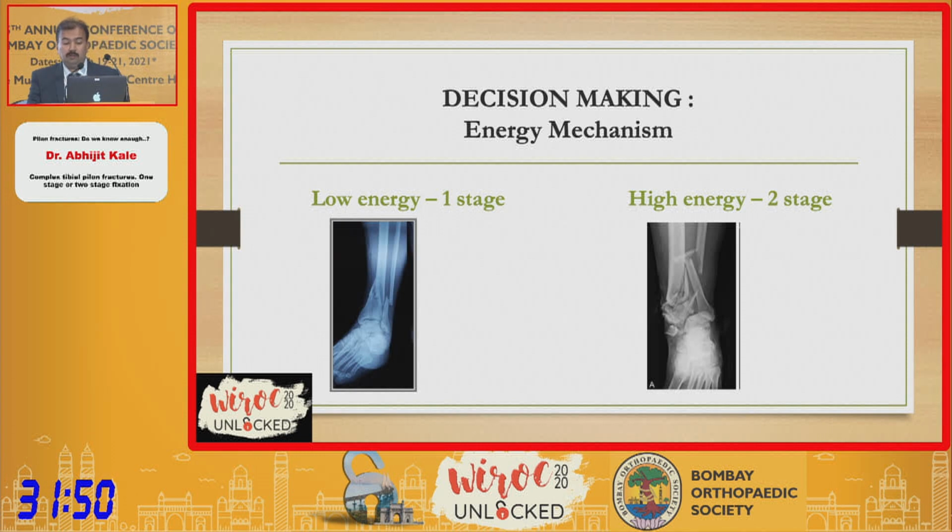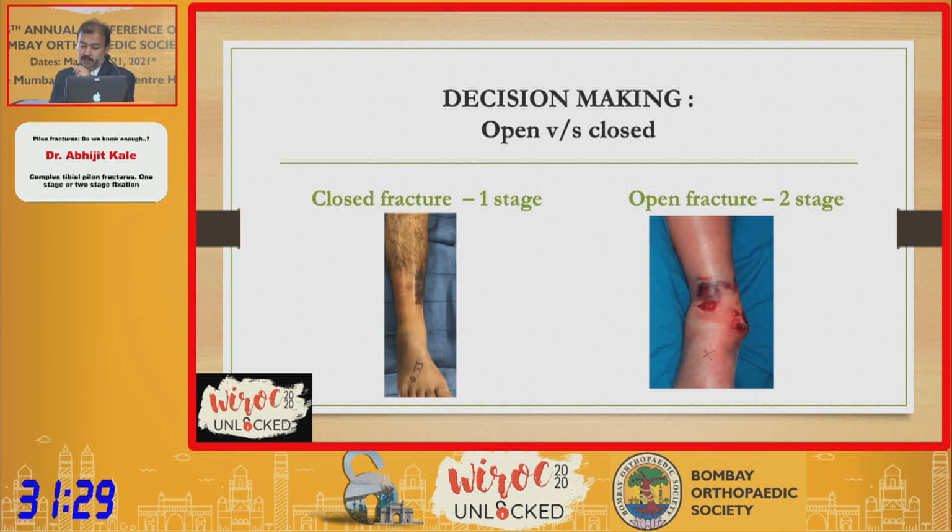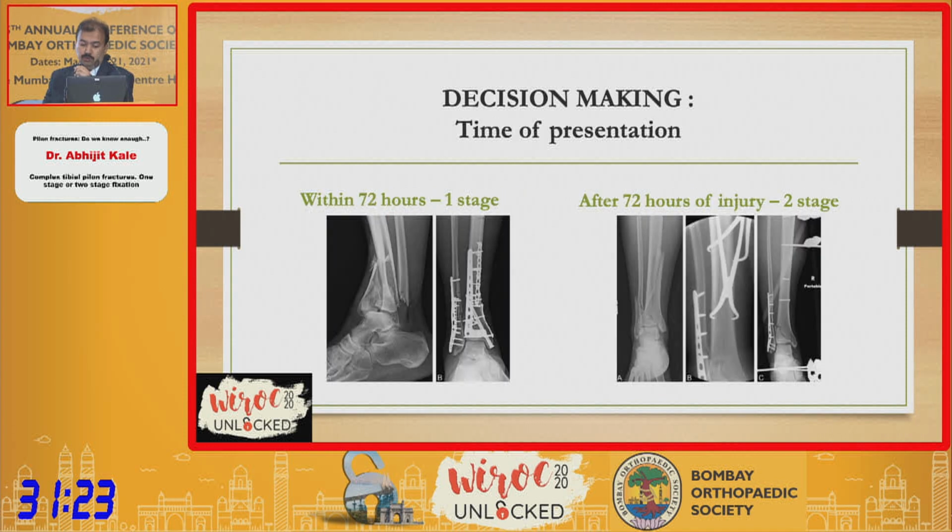So what are the factors which decide when to go for a single stage and when to go for a two-stage? Basically, if it's a low-energy injury with a lesser degree of comminution, away from the joint, one can go for a single stage. However, if there is a greater degree of comminution, one may think of going for a two-stage. The second point to be considered is whether it is a closed injury or an open injury. Open injuries are best managed with a two-stage.